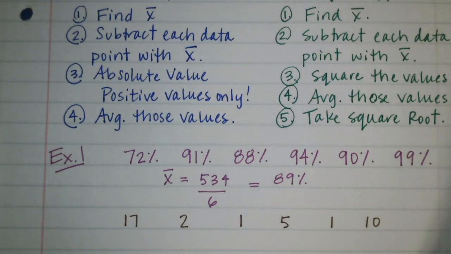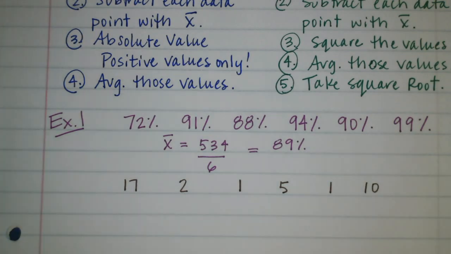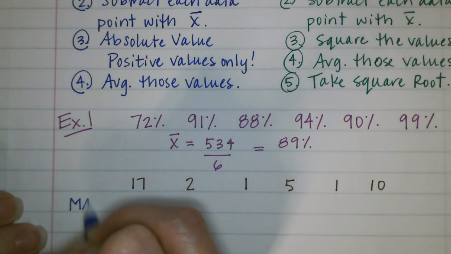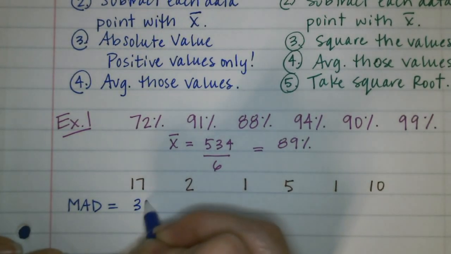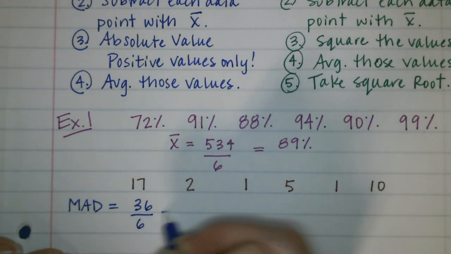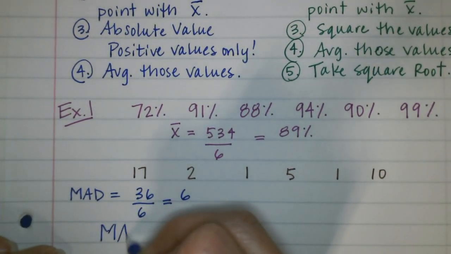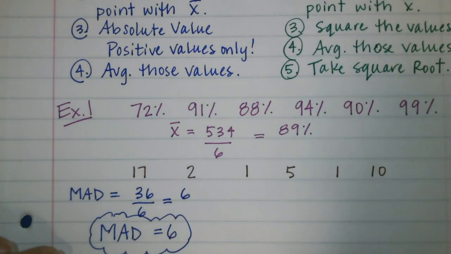Okay, so now I'm going to switch over and just do the MAD. So for the MAD, we have the positive values only. So what we need to do is just average these numbers together. All right, so to average these, we need to add them all up. So let's see, that's 36, it looks like. 36 divided by 6. So we get that the MAD is 6. So our mean absolute deviation is 6.